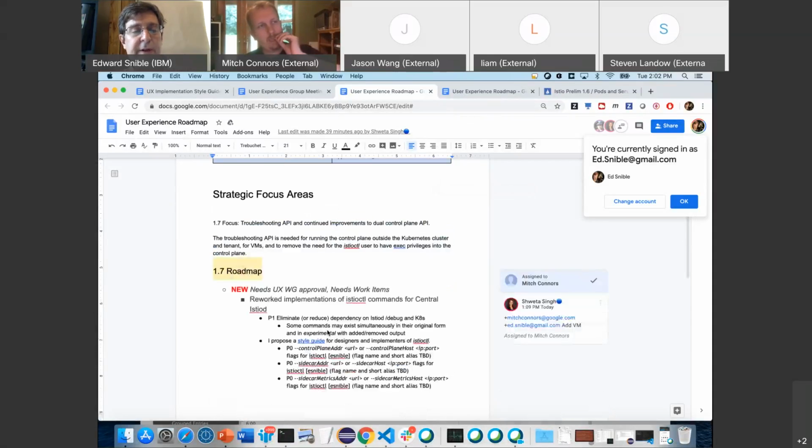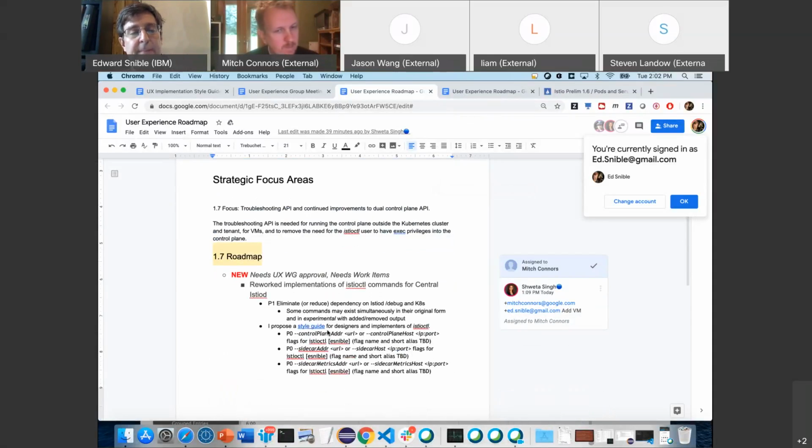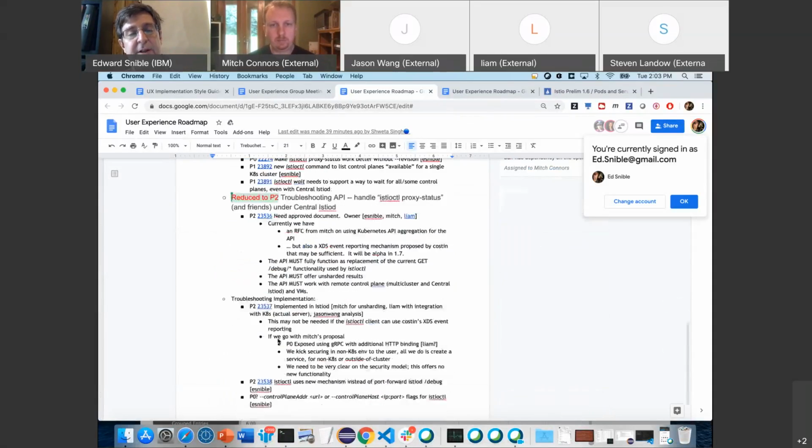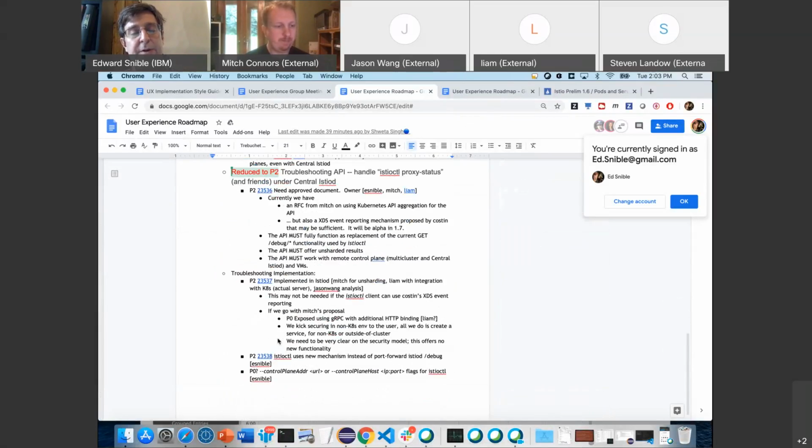So when you were here 2 weeks ago, we talked about how we were going to have a troubleshooting API that was going to handle all of the Istio commands that currently use the Debug API, an implementation that was unsharded, allowing anyone who knew the REST endpoint of IstioD to talk to it with or without Kubernetes, and also integration with Kubernetes aggregation so that we could very easily get this data no matter where your pods were running.